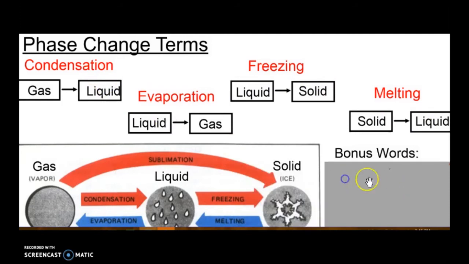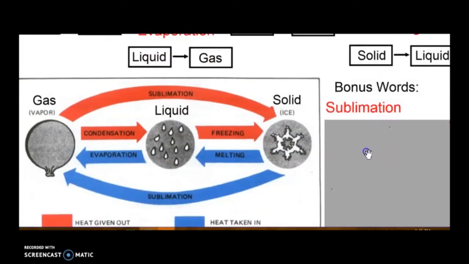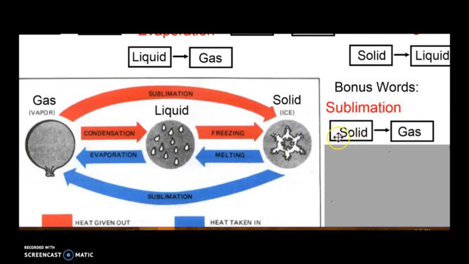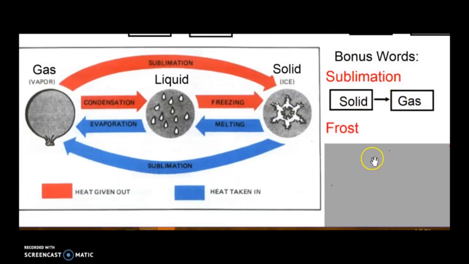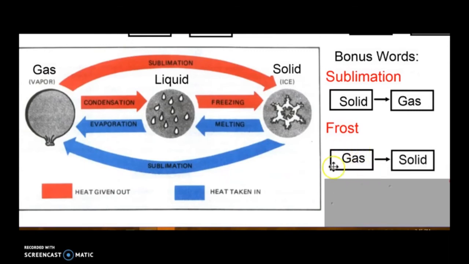Okay? So one word is sublimation. Okay? You can see down here in this diagram, if you have something like dry ice, it goes straight from solid to gas, it sublimates from a solid into a gas. Okay. This is what happens to frost on your car most of the time. It doesn't melt, it just evaporates or sublimates right into the air. It goes from a solid to a gas. And then frost is the opposite. When you have a gas going straight to a solid, it usually happens on a cold night.